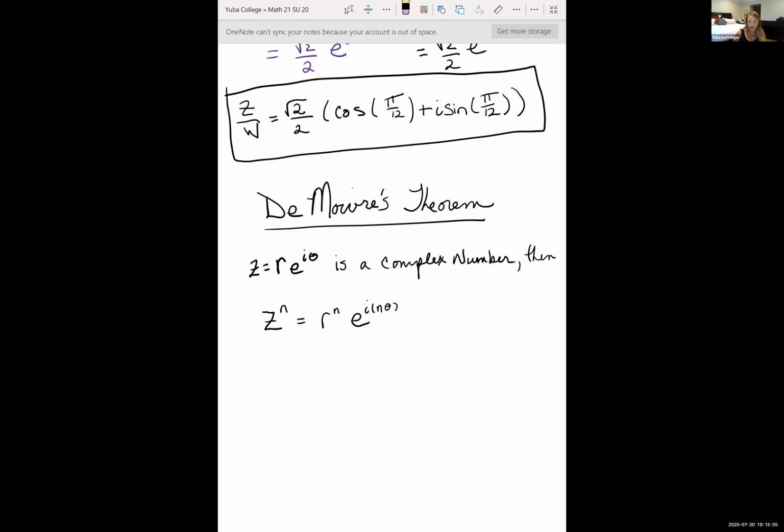Or if we were thinking of this in complex form, then we would have polar form, r to the nth cosine of n theta plus i sine of n times theta. Oops. Yeah. That's it.